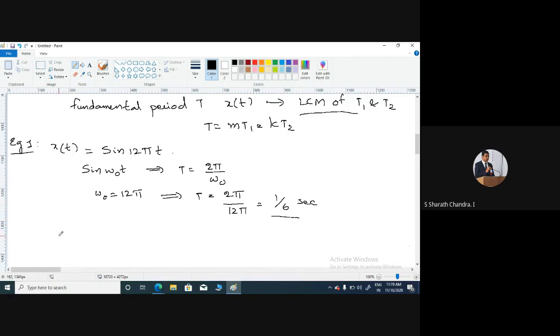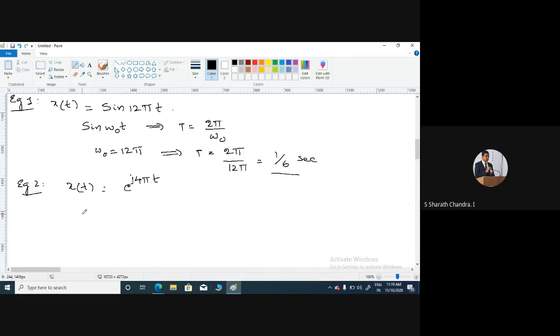Okay, and similarly, we have also seen something related to a complex exponential signal. Let us consider another example on a complex exponential signal, x of t is equal to e power j4 pi t. We have already proven that a complex exponential signal like e power j omega naught t will be periodic if capital T is equal to 2 pi by omega naught. By comparing e power j4 pi t with e power j omega naught t, I consider that omega naught in this case is equal to 4 pi, and substituting this in the above relation to find the fundamental period, I found it as 2 pi by 4 pi, which is equal to 1 by 2 seconds.